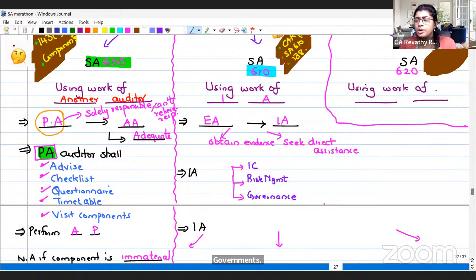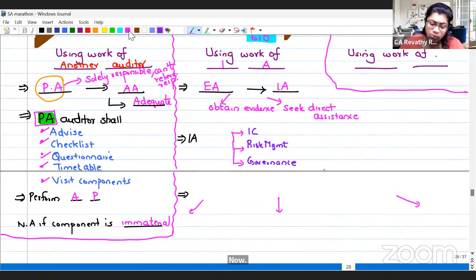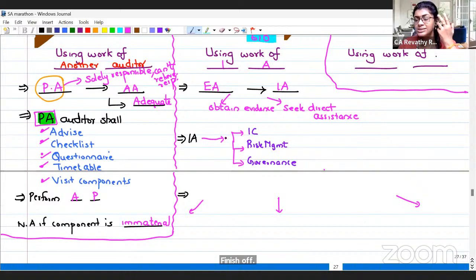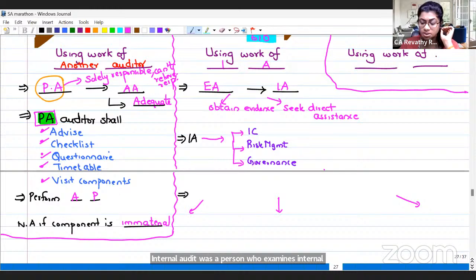Are you guys following? Give me a reply. No, others? Now, very important. Give me 3 minutes. We will finish off. Second point. Internal auditor is a person who examines internal control, risk management, governance inside the company. That's the second point. Why are you using? One, to obtain evidence. Second, to seek the direct assistance.